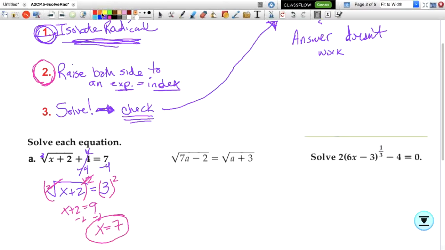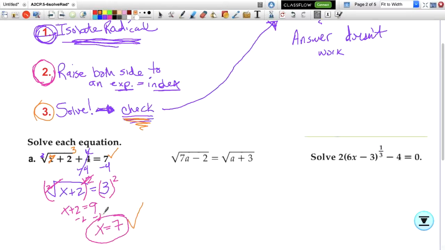My last step is, and I don't care if you do it with mental math, to make sure you go back and double check that this answer works. So I'm going to put my 7 in here. 7 plus 2 is 9. The square root of 9 is 3. 3 plus 4 is 7. My check is good. And I usually put a check next to my answer just to remind myself I did check it.